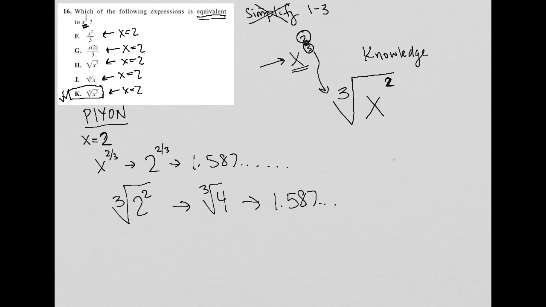And that also means when you go through F, G, H, and J with your calculators, none of these choices will give you 1.587.